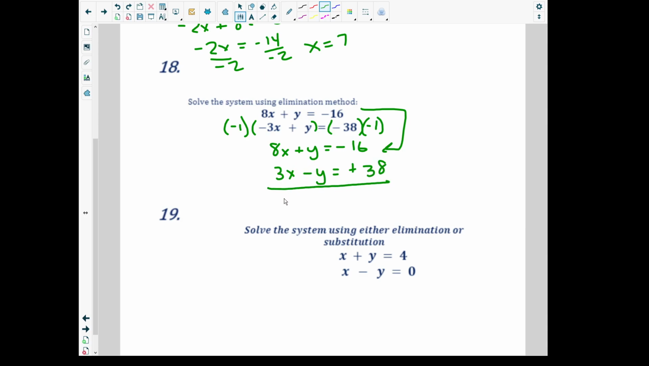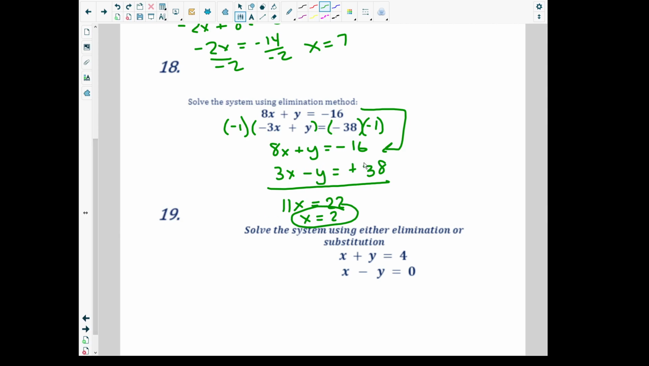So when I go to add vertically, I get 11x. And the y's go away, and I'm left with equals negative 16 plus 38, so that's 22. So finally divide by 11, x equals 2. And that is the right answer.